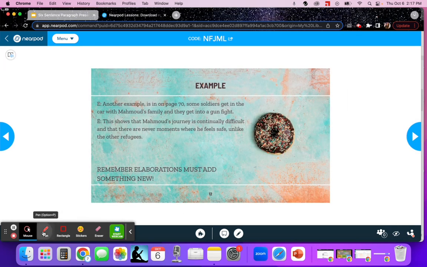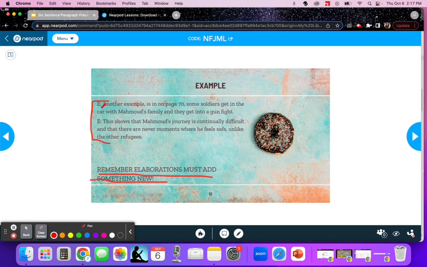Okay, and then one more time, we have a second example and elaboration. Remember that your elaborations have to add something new. They can't repeat anything that's already been said in the paragraph. So I can't say, this is why Mahmoud had the most difficult journey so far. That was my statement. I can't say that again. Even if I switch up the words, it has to add something new.